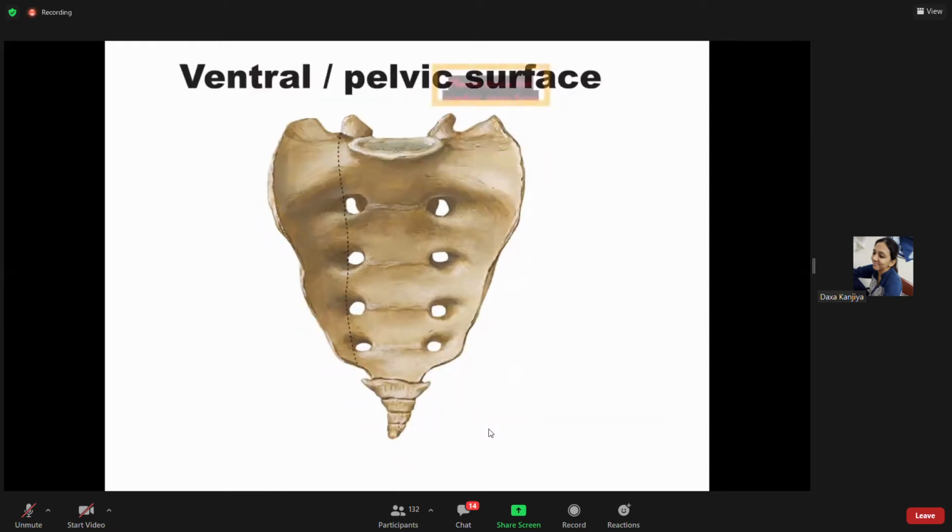Now let us see the features of the ventral surface or the pelvic surface. If you see, this surface is divided into 2 masses by the row of the foramens. These are known as pelvic sacral foramens. So the central part is called the central mass, and the portion that lies lateral to the pelvic sacral foramen is called the lateral mass. So the ventral surface is divided into 2 parts by the pelvic sacral foramen: the central part and the lateral mass.